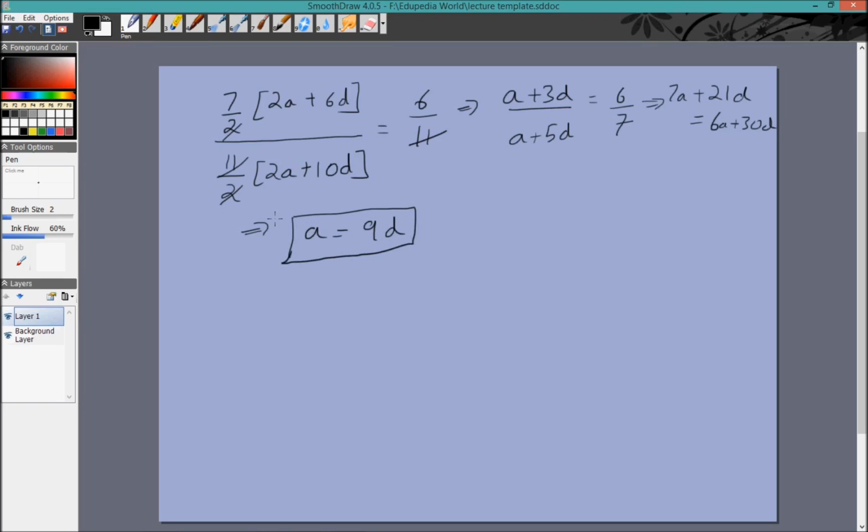Secondly, we are given not only is every term a natural number, but the 7th term is between 130 and 140. The 7th term would be a plus 6d, which, because a is 9d, becomes 15d. So we are given that 15d lies between 130 and 140, and d is a natural number. So the only option in this case is d is equal to 9, as 15 times 9 is 135. So that is my final answer: d is equal to 9.